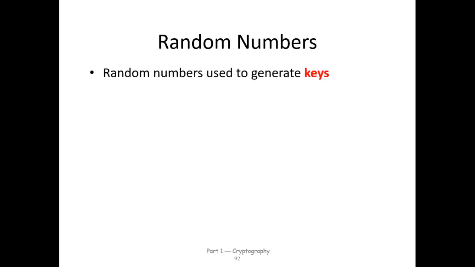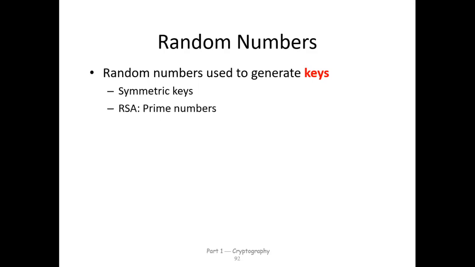So why will we be using random numbers? Random numbers are used to generate keys, the very first point. And there are several types of keys, as I discussed in the previous classes. One such type is symmetric keys. Symmetric keys are those wherein only a single shared secret key is used between the two authorized users. That is what symmetric is.